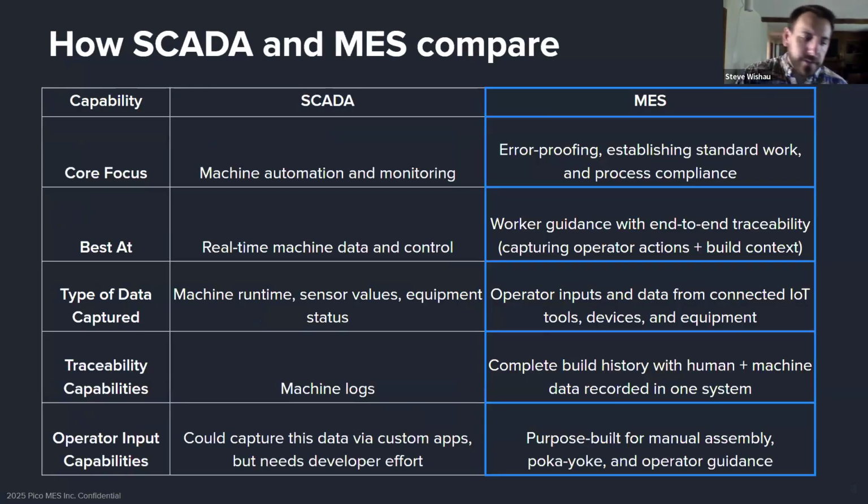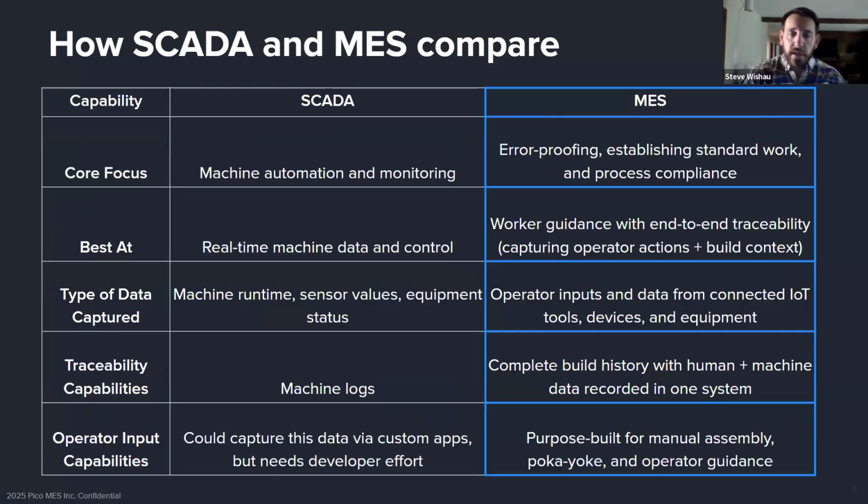So let's walk through some of the highlights of how these systems compare. We talk about a core focus on SCADA systems like Ignition, like Kepware, like PLC-driven systems. Those are great for machine automation and monitoring. When we talk about MES and augmenting that operator, we want to talk about error-proofing, standard work and process compliance.